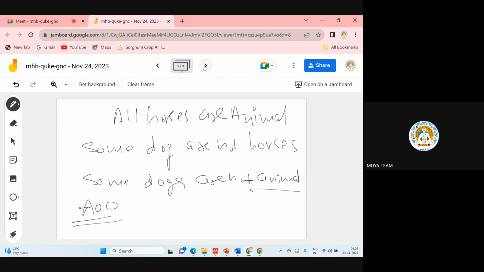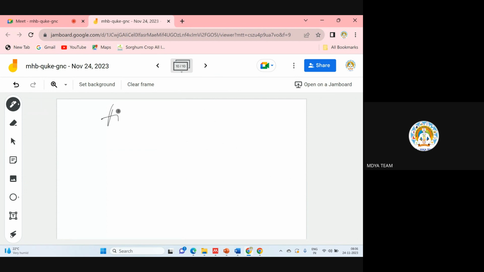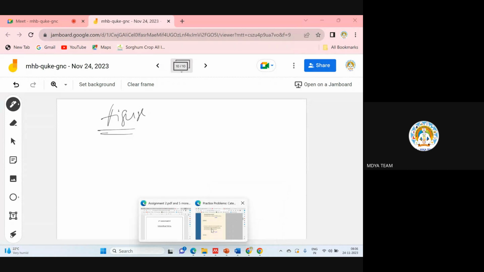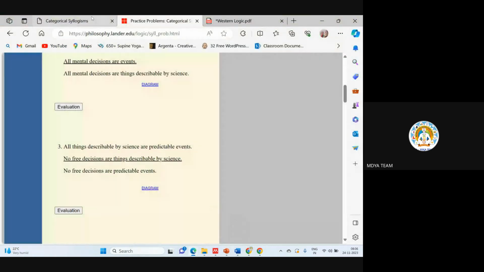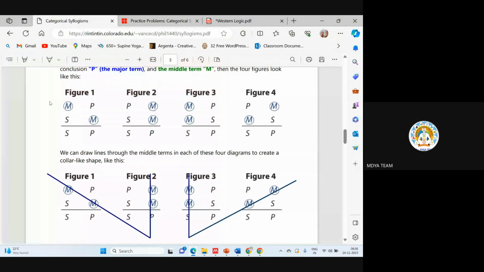Now what will be the figure? Now we will move towards the figure of a categorical syllogism. Yesterday I was talking about some PDF. Okay, this PDF. Now look at this. This PDF and this image make it very easy to remember the figure of a syllogism.